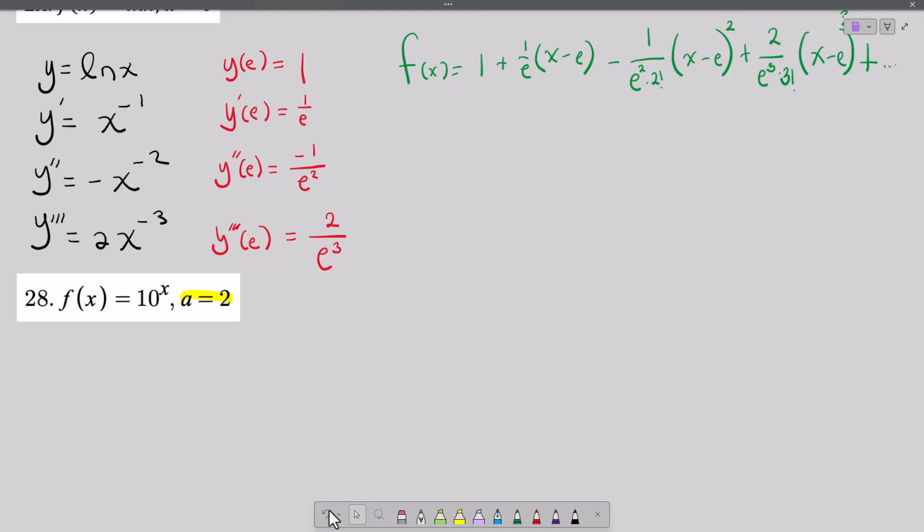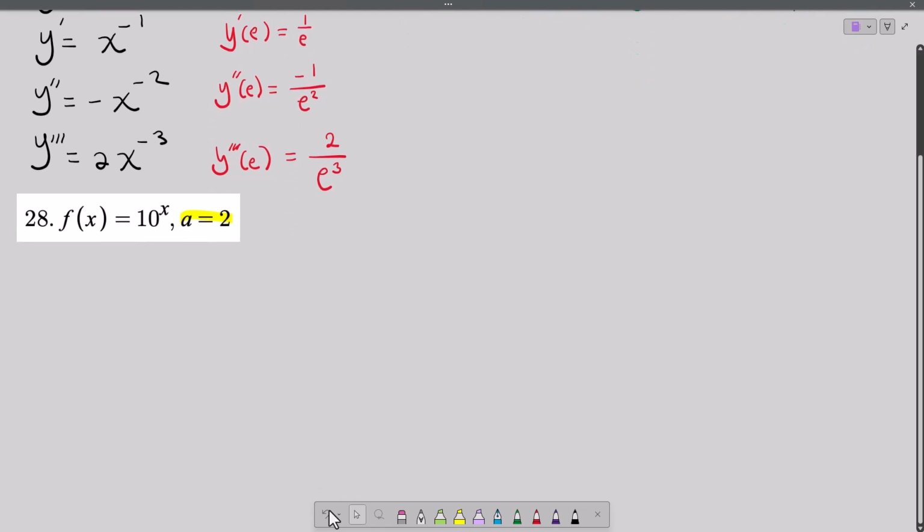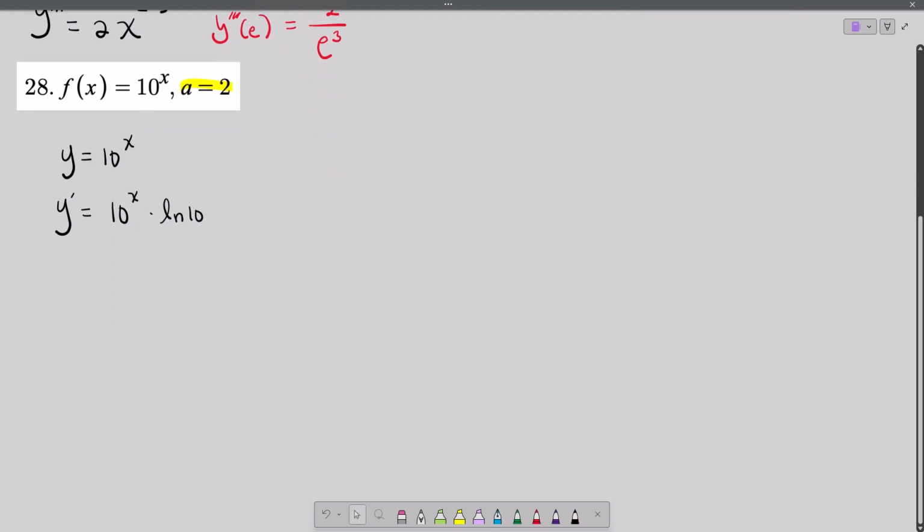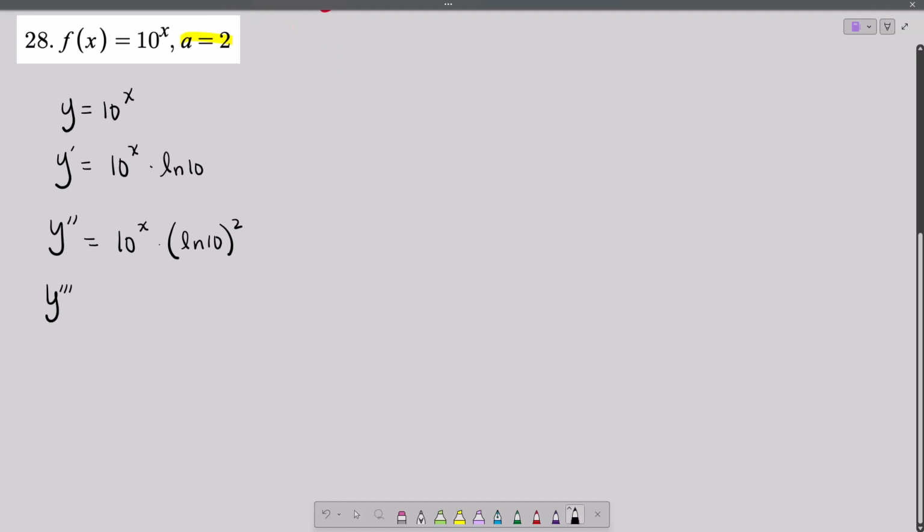All right, let's go ahead and write out our power series, aka Taylor series in this case. So y equals 10 to the x. And then the derivative is itself multiplied by natural log of 10. And then the second derivative is itself multiplied by natural log of 10 again, so you get natural log of 10 squared. And then the third derivative is itself multiplied by natural log of 10 again, so you get natural log of 10 quantity cubed.